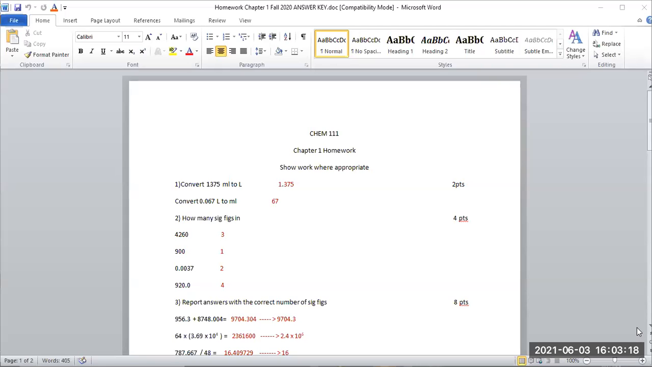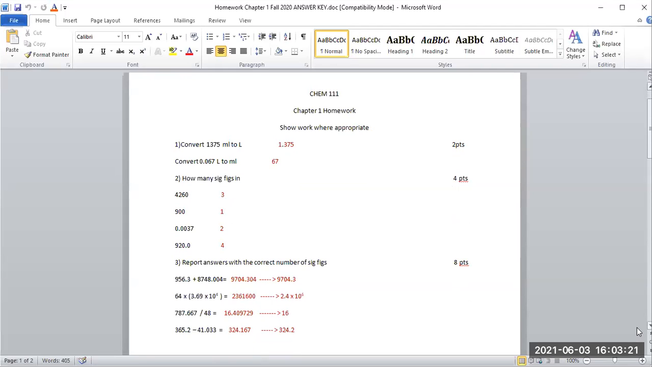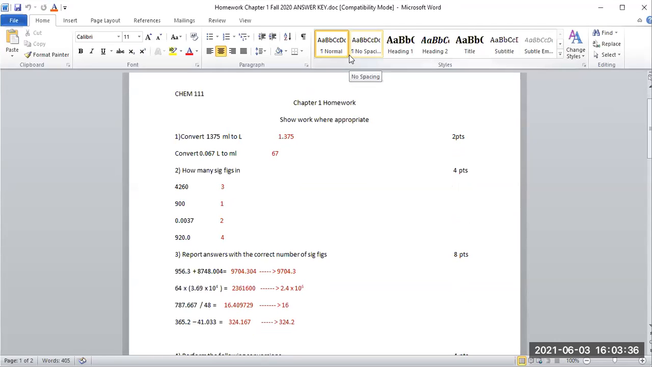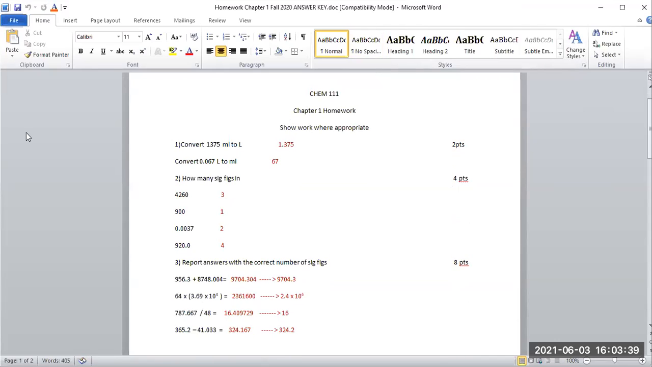All right, so the beginning of the homework starts with a little back and forth conversion between milliliters and liters. Remember that this is a 3 decimal place move. When you do the first one, you are going from milliliters to liters, so you are dividing by 1,000. This will give you 1.375 liters. When you are doing the second half of that question, you are going in the opposite direction. You are starting with liters and going back to milliliters. So multiply your 0.067 by 1,000 to give you 67 mils.